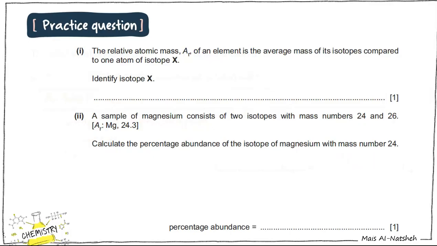Another question. The relative atomic mass, Ar, of an element is the average mass of its isotopes compared to one atom of isotope X. Now, this question is from topic 3. We will talk about it later, but let's answer it here. This isotope is the carbon-12 isotope. A sample of magnesium consists of two isotopes with mass numbers 24 and 26. The relative atomic mass of magnesium is 24.3. Calculate the percentage abundance of the isotope of magnesium with mass number 24.